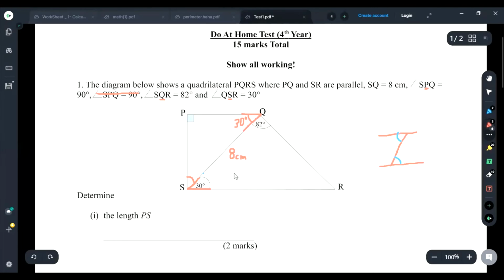We have our hypotenuse as well, don't we? Our hypotenuse is 8. So what would we use? Would we use sine, cosine, or tangent? Which one? Sir, cosine. Okay, cosine, it would be CAH.